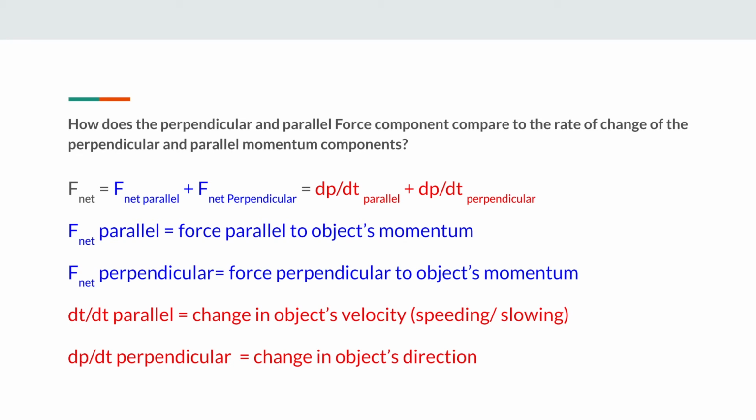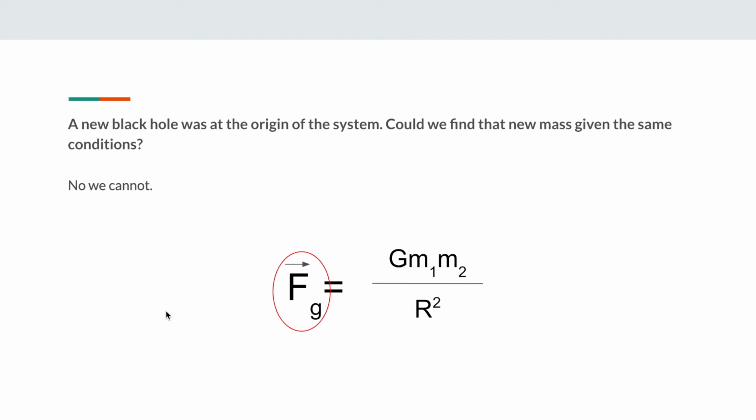F net parallel is equal to the force applied parallel to the object's momentum. The F net perpendicular is representative of the force applied perpendicular to the object's momentum, while change in momentum in the parallel component is representative of the object speeding up or slowing down, and a change in momentum in the perpendicular component is representative of the object changing direction. Finally, we come to our last question.